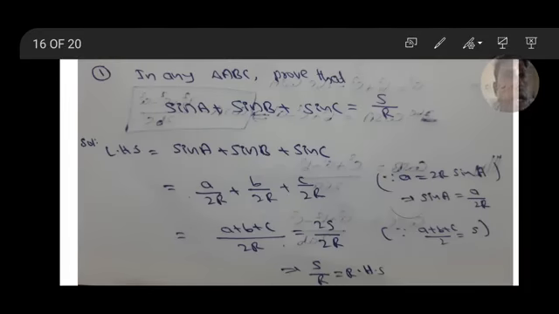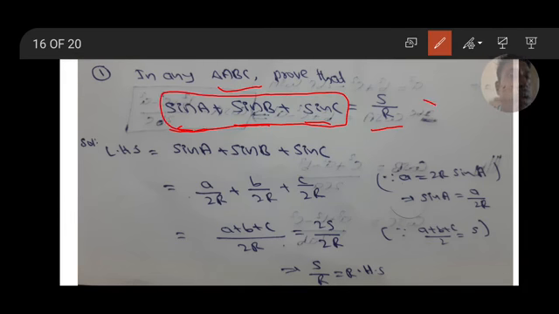Actually, problems are not there, but I am taking some problems. First one: in any triangle ABC, prove that sin A + sin B + sin C = S/R. So I am taking the LHS: sin A + sin B + sin C.